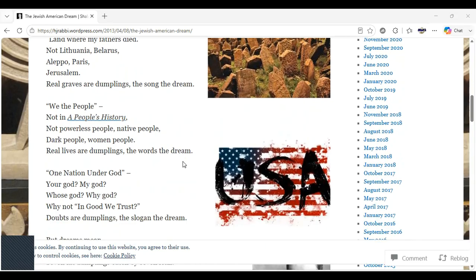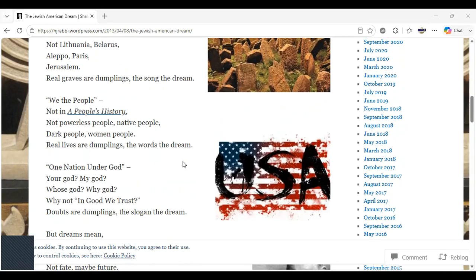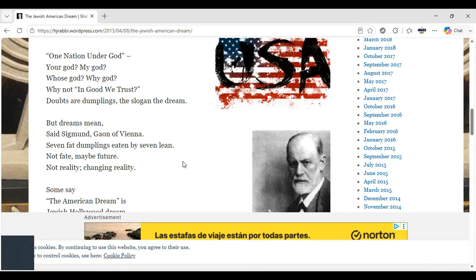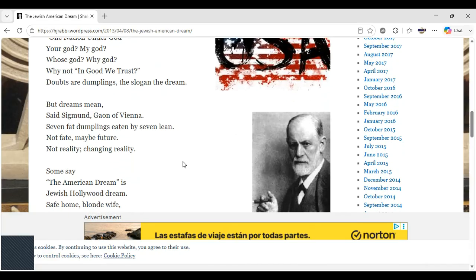One nation under God. Your God? My God? Whose God? Why God? Why not in good we trust? Doubts are dumplings, the slogan, the dream. But dreams mean, said Sigmund Gaon of Vilna. Seven fat dumplings eaten by seven lean. Not fate, maybe future. Not reality, changing reality.